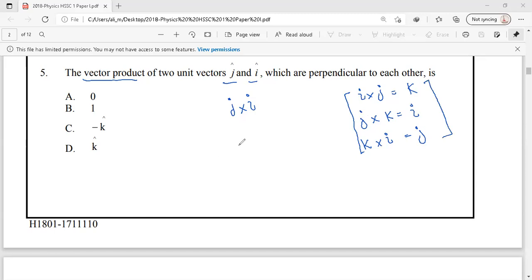So cross product of j and i is equal to negative of k, as we know that the cross product of i and j is positive k, while for the vector product of j cross i, it is equal to negative of k. So the correct answer for this question number 5 is option C.